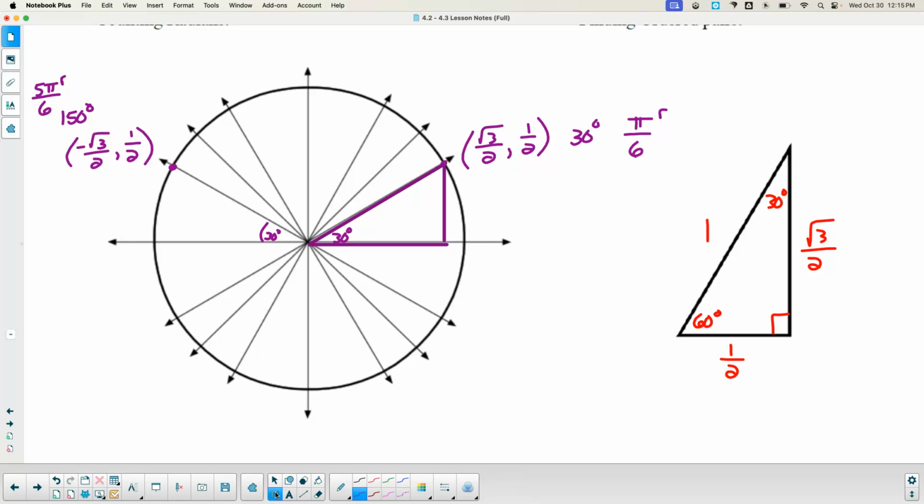Double reflection puts it down to here. Now this is the 30 degree angle. We're in the negative negative quadrant. What would my degree measure be? 210 degrees, which would be 7π/6.